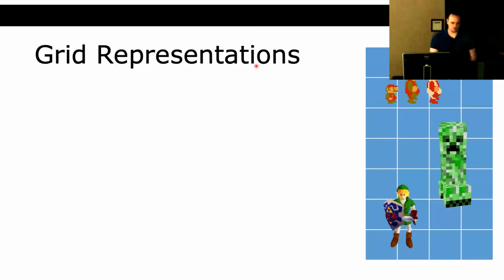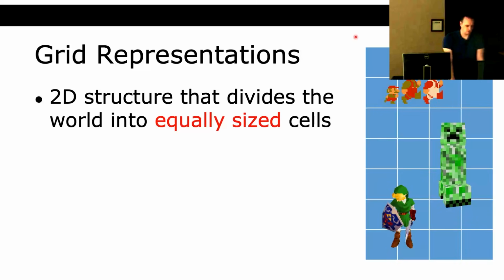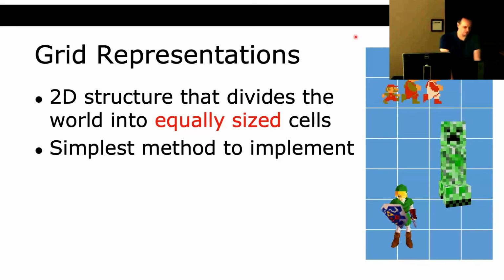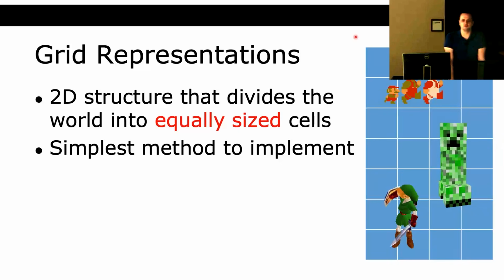So let's talk about why grids are cool and what they are. Grids are 2D structures that divide the world into equally sized cells. Now, not every single grid you'll ever see is going to be equally sized, but 99.99% of them are going to be, right? They don't always have to be square, but they are typically equally sized. So if they're all triangles, or squares, or rectangles, or hexagons, typically they're going to be equally sized. They're the simplest possible method to implement many, many different search algorithms on, and a bunch of other types of algorithms.